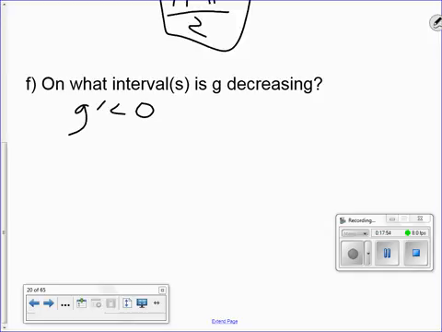Should I trust you guys looking at the graph? I can't see it, but I'm just going to trust you. -5 to -3. I think it is to -3.